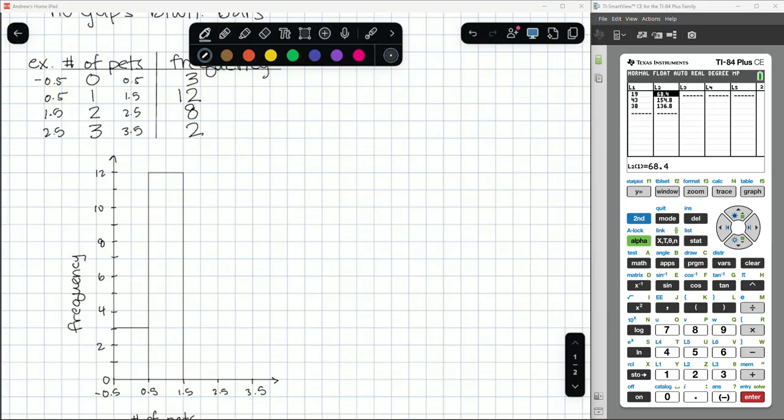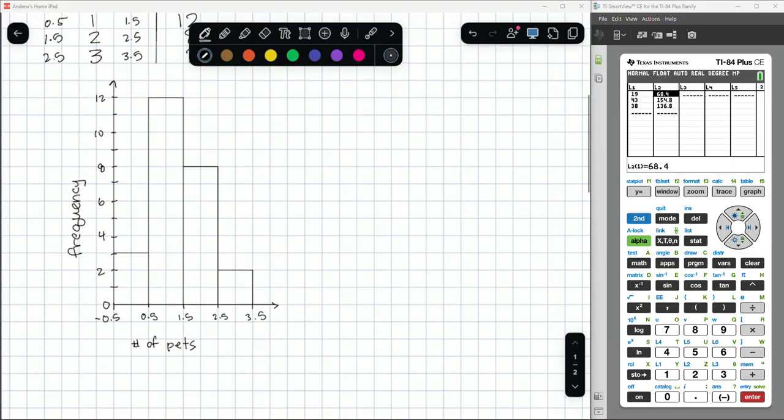The next group, which is 1.5 to 2.5, has a height of 8. And then our last group from 2.5 to 3.5 has a height of 2. A couple of things to notice before we do our second example.